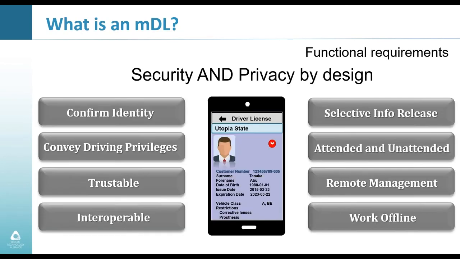Next slide, please. The functional requirements are really the what an mDL is, and my fellow panelists will be diving deeper into this as well as looking at the how. At the outset, we've had both security and privacy in mind. Far better to integrate those into every step along the way than to finish the work and then wrestle with how do you make things secure and privacy-centric.